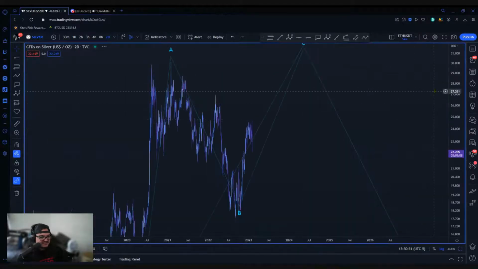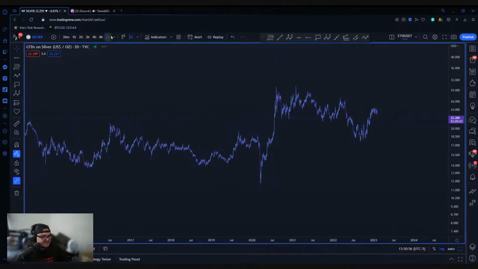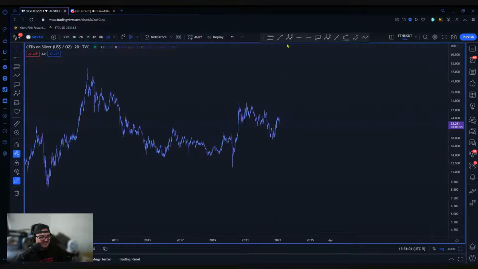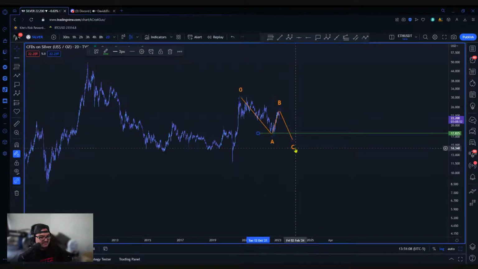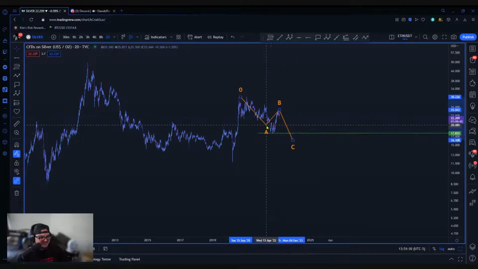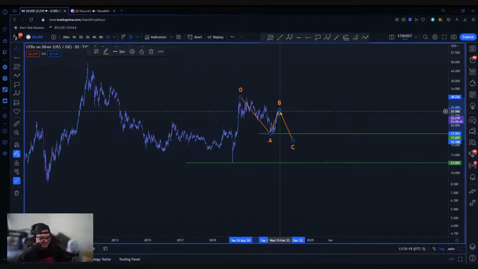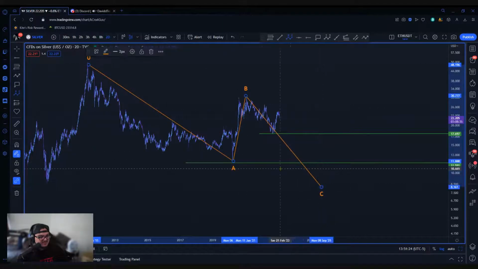Silver, let's see how silver's doing. All right, silver is in a very similar situation. Looks like silver wants to, at the very least, come down and do something like this. If that level of support fails, the next level for me to keep an eye out on is this level here. And that's going to be the pivot of a much larger ABC. Something like that.